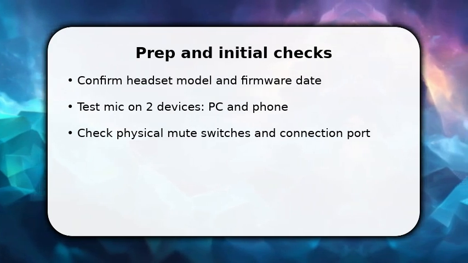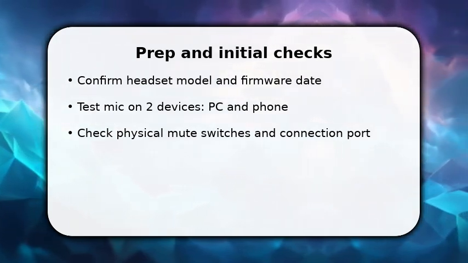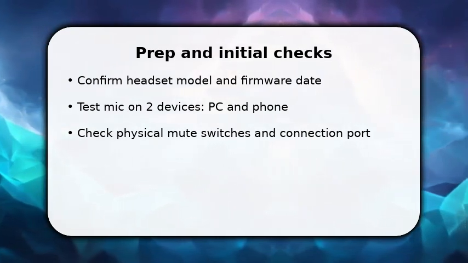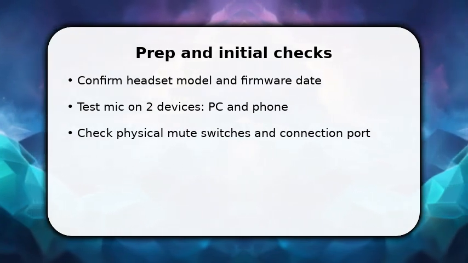Next, inspect physical controls: inline mute, boom swivel, and connector pins. Make sure cables are fully seated. A loose TRRS or USB-C connection frequently produces intermittent mic audio.